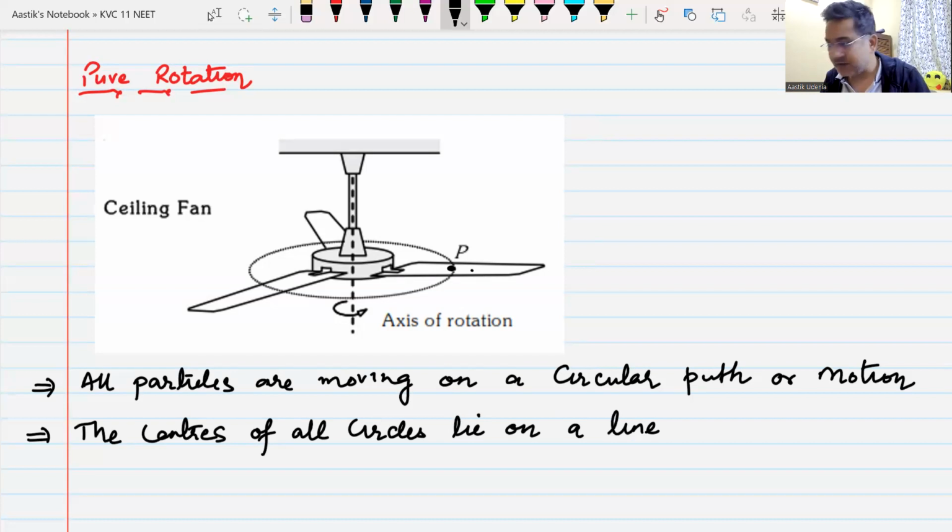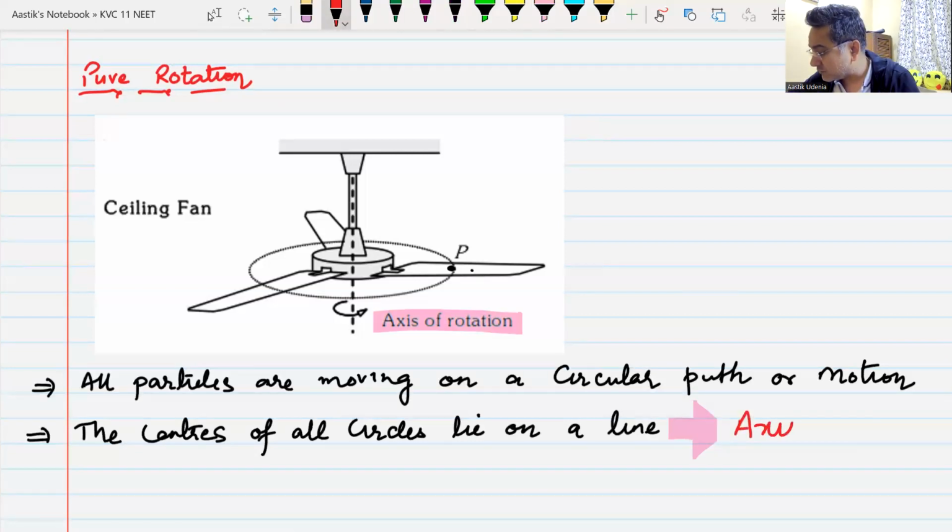Can you see that line here in this diagram? Can you see this line on which the center of all these circles are going to lie? And that line is known as the axis of rotation. So all the points are going to move.